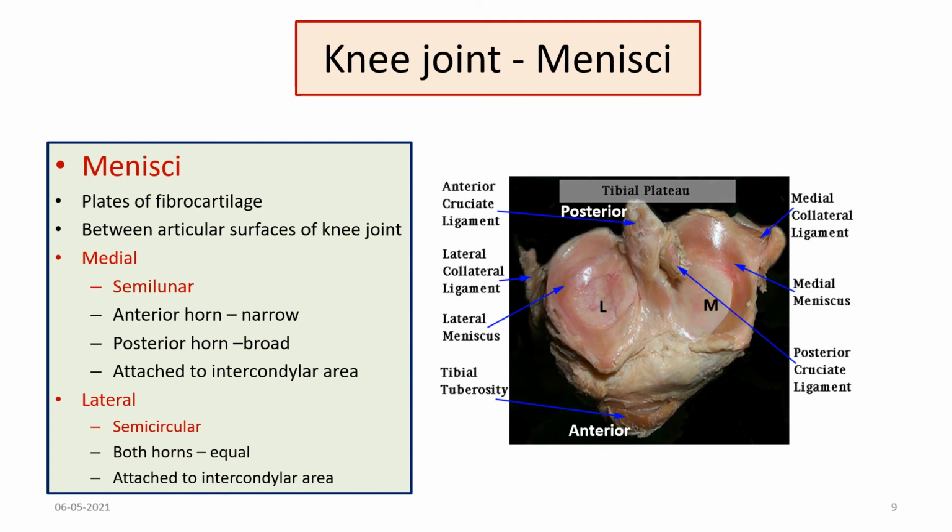The anterior horn and posterior horn both are attached to the intercondylar area. Coming to the lateral meniscus, it is semicircular in shape and it is having two horns like the medial meniscus, but both the horns are of equal size. If you see the picture, you can understand. And these two horns are also attached to the intercondylar area of the tibia.